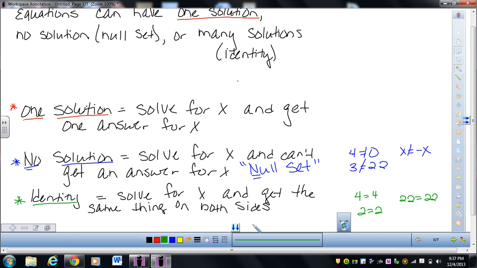So we're going to go ahead and practice a couple of these types of equations so that you can see exactly what it's going to look like.